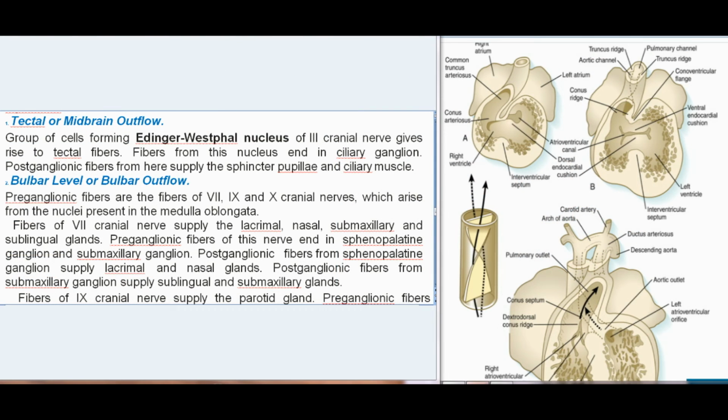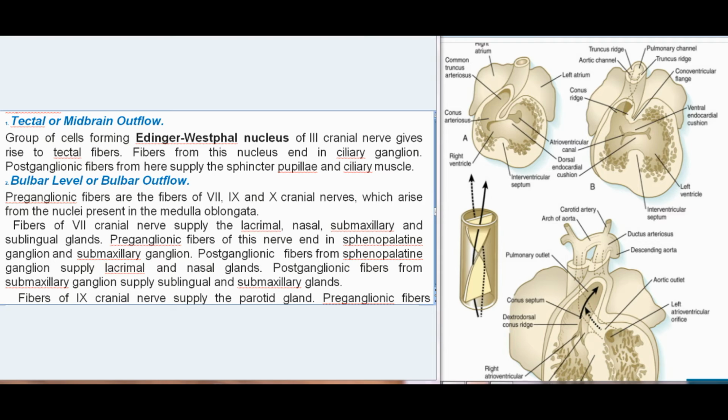Tectal or midbrain outflow. A group of cells forming the Edinger-Westphal nucleus of the 3rd cranial nerve gives rise to tectal fibers. Fibers from this nucleus end in the ciliary ganglion. Postganglionic fibers from here supply the sphincter pupillae and ciliary muscle.